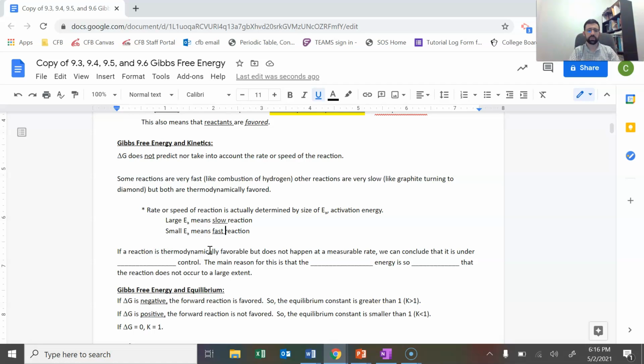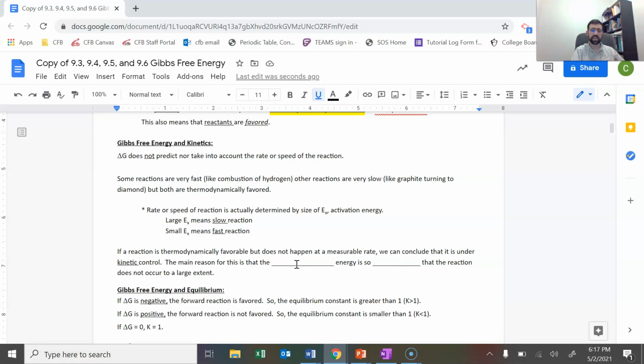So if the reaction is thermodynamically favorable, but does not happen at a measurable rate, something like we just mentioned, that example of graphite turning into diamond. It's supposed to be thermodynamically favorable. Why don't we see graphite just turning into diamonds? If it's thermodynamically favorable, but it does not happen at a measurable rate, we can conclude that it is under what we call kinetic control. Kinetic control. That means that the activation energy is so high.